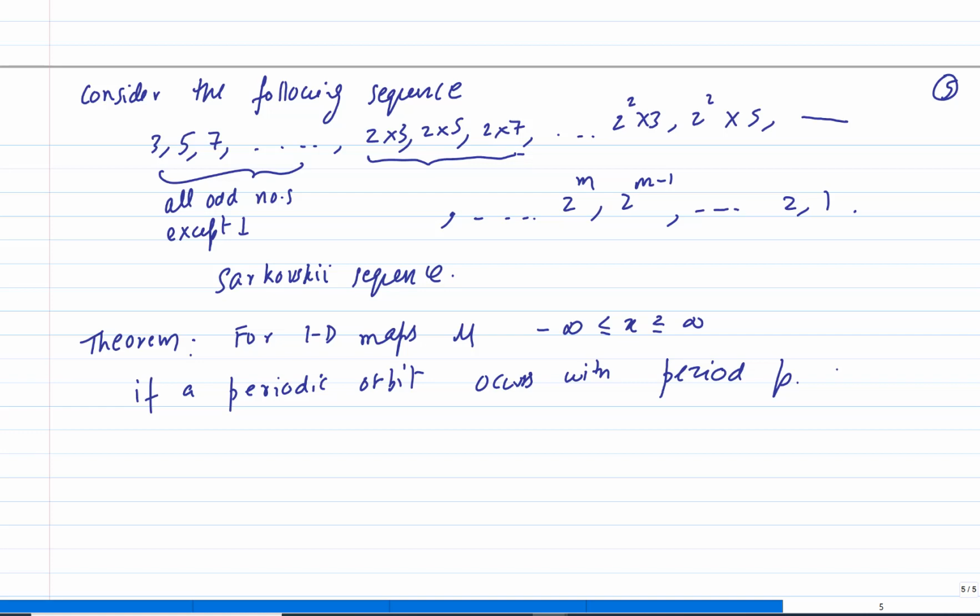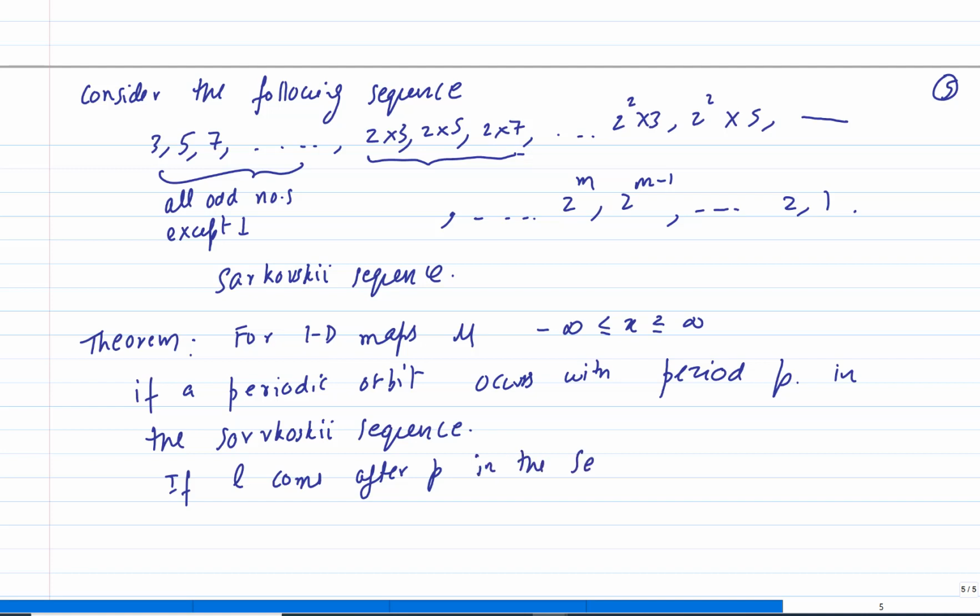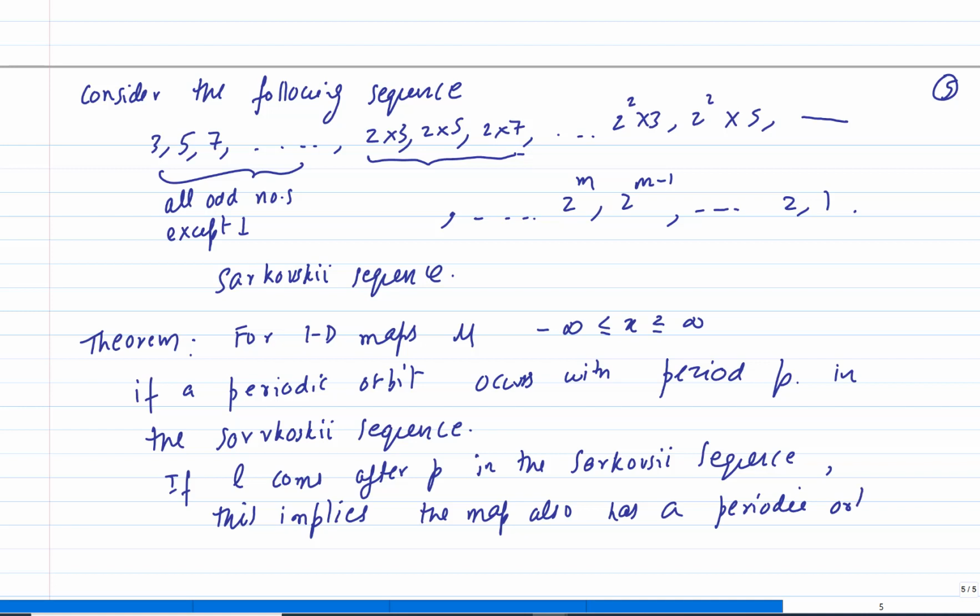So let's say in the Sarkovsky sequence, if L comes after P in the sequence, this implies the map also has a periodic orbit with period L.